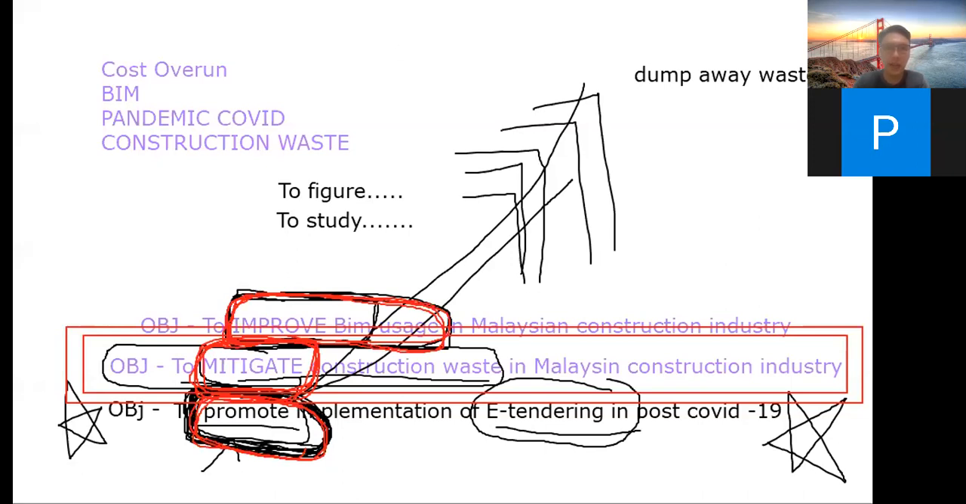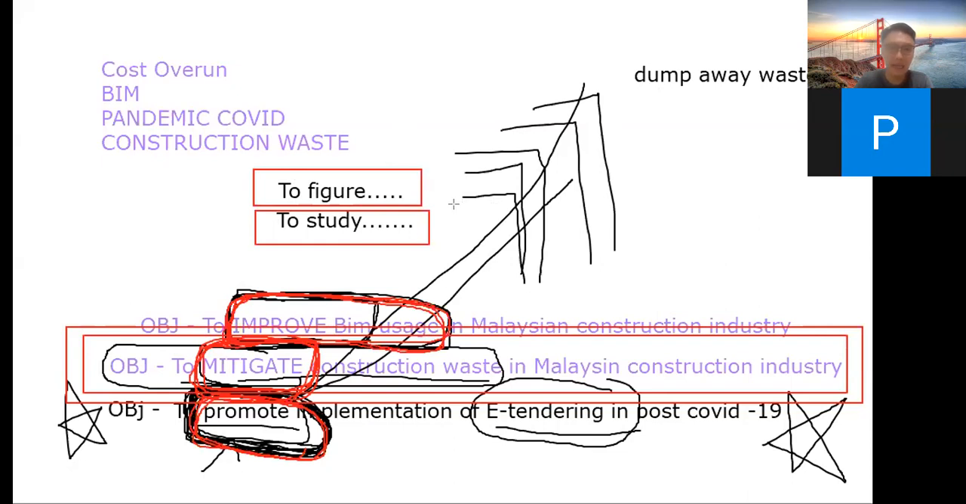So you shall write this kind of objective: to figure, to study, to identify, to determine. All these keywords shall change. To promote shall change, to mitigate shall change, to improve beam usage shall change. Everyone clear about these discussions for this slide? Anyone not clear about these slides?